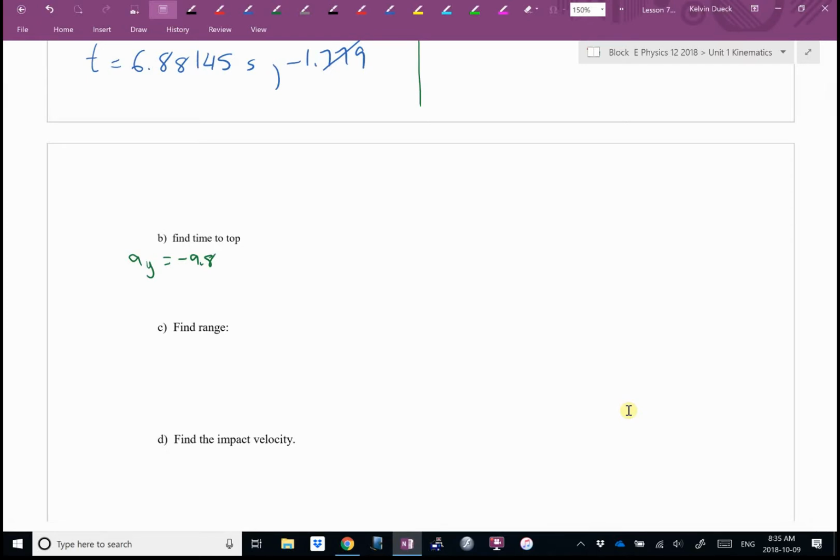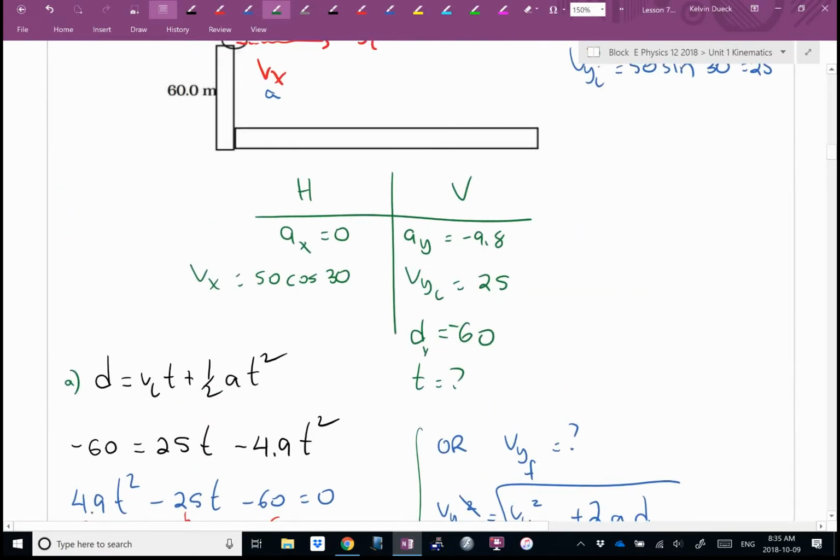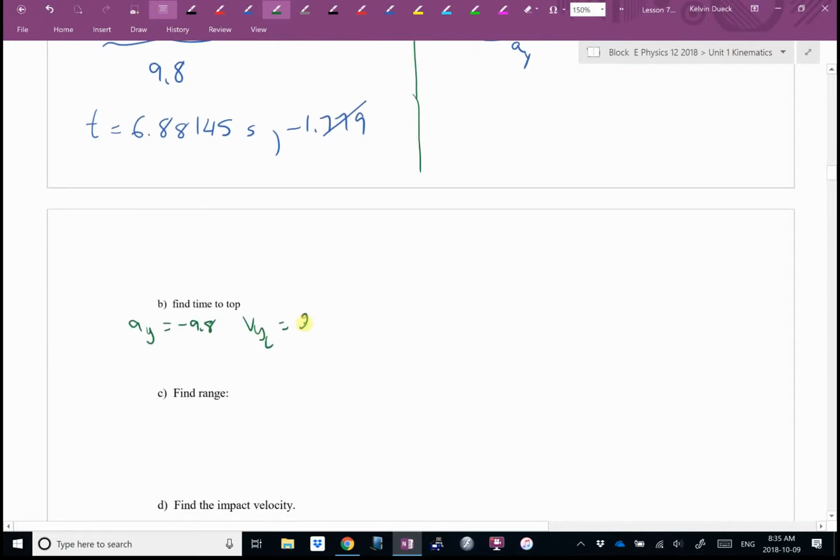Okay, I'm going to have to relist my data because I've scrolled down. Vy initial was 25. Do I know anything else about the top? What else do I know about the top? What's Vy final? Okay, so I can still make that assumption, and I can find time.